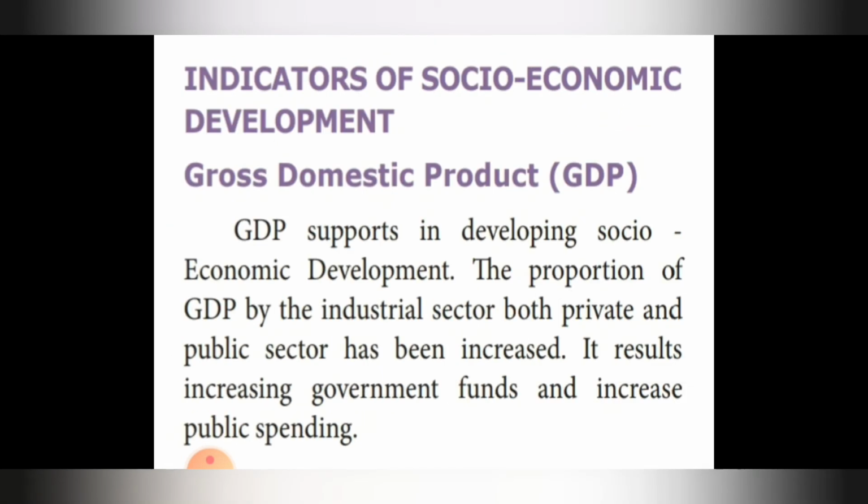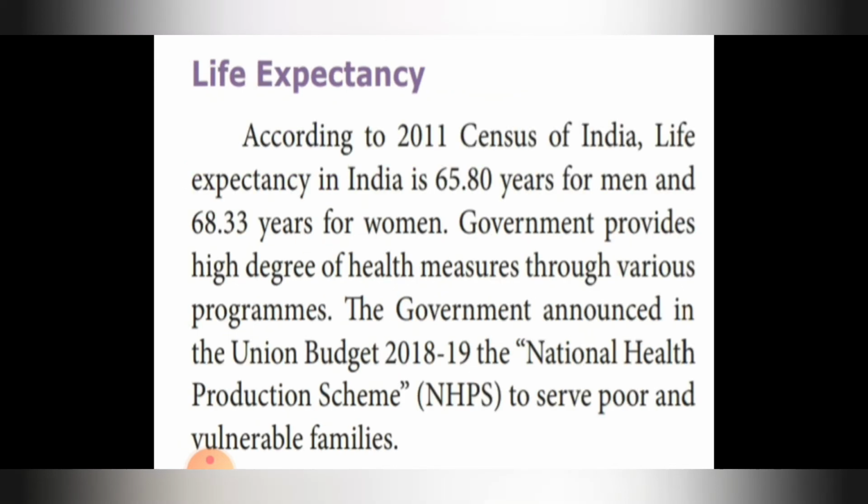Next are the indicators of socio-economic development. First, gross domestic product, what we saw before, GDP. GDP supports socio-economic development. The proportion of GDP from the industrial sector, both private and public sector, has increased. It results in increasing government funds and increased public spending.